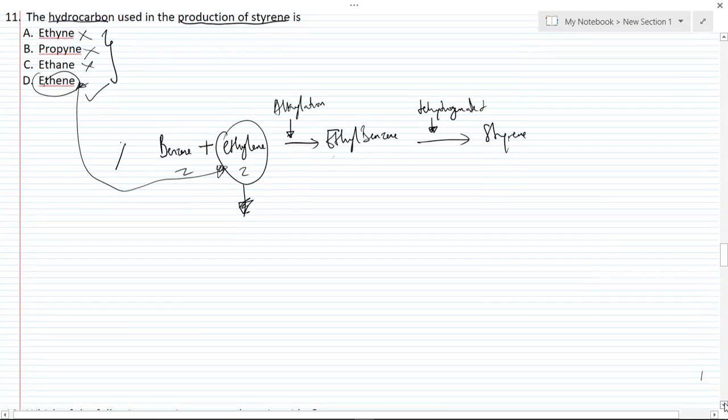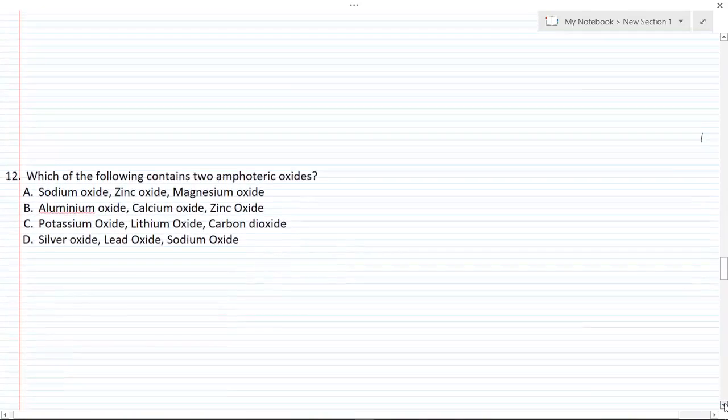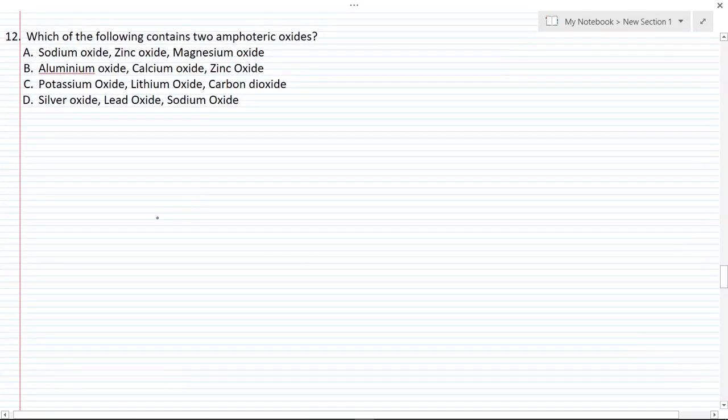Moving on, we move on to question 12. Question 12 says, which of the following contains two amphoteric oxides? A. Sodium oxide, zinc oxide, magnesium oxide. B. Aluminium oxide, calcium oxide, zinc oxide. C. Potassium oxide, lithium oxide, carbon dioxide. And finally, option D. Silver oxide, lead oxide, and sodium oxide.